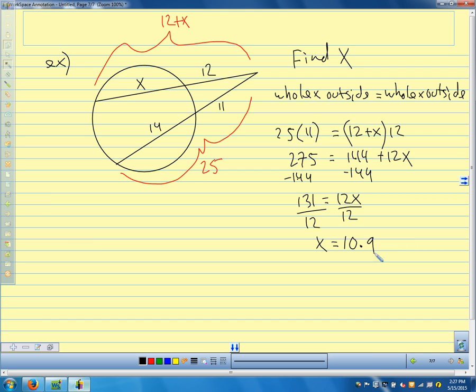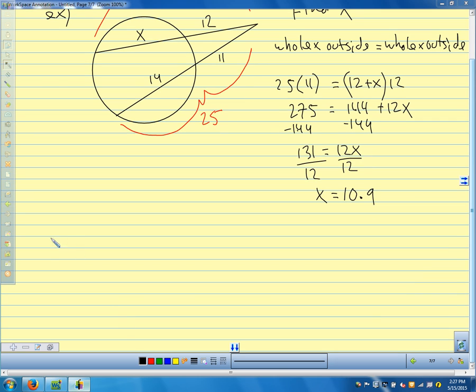All right, questions there? So be careful with this. When we're finding the whole length on these segments, make sure you add the two parts together. That's a common mistake, is to get confused on that part. All right, last example.